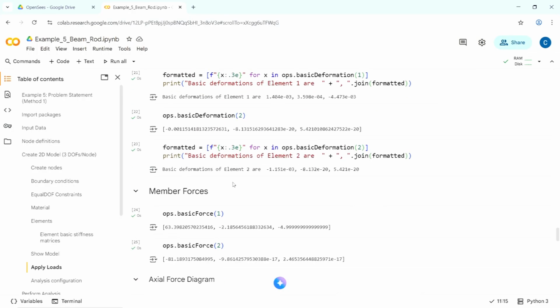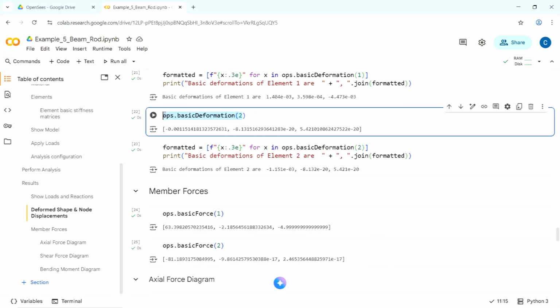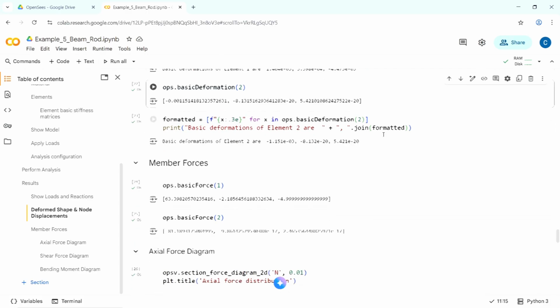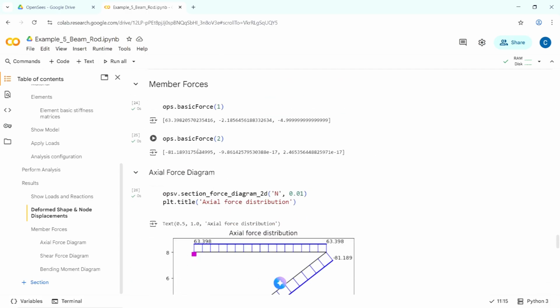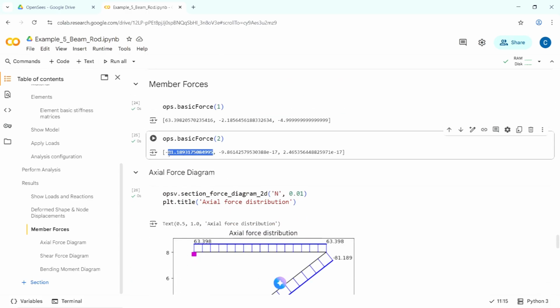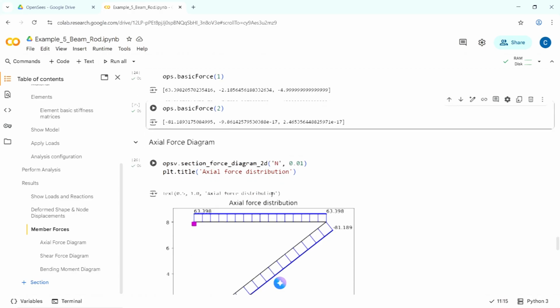Only the axial is important. For element 2, only axial is meaningful. This is minus 10 raised to the power minus 20, 10 raised to the power minus 20. Okay. So, these are negligibly small as we expect. These are the member forces. Element 2 member force, you only have axial. The moments are 10 raised to the power minus 17, extremely small.